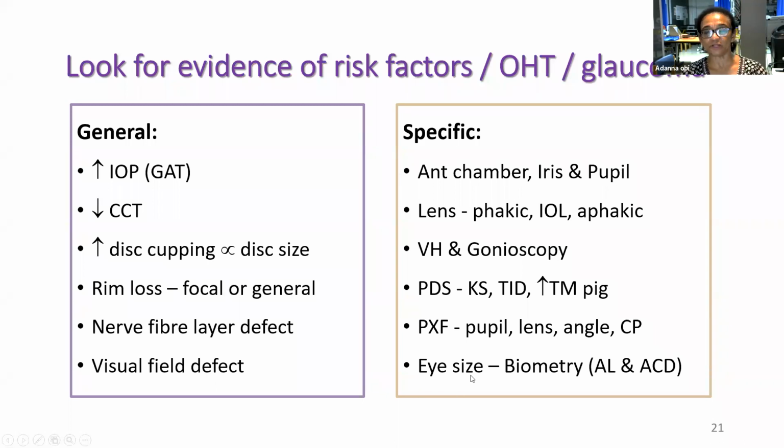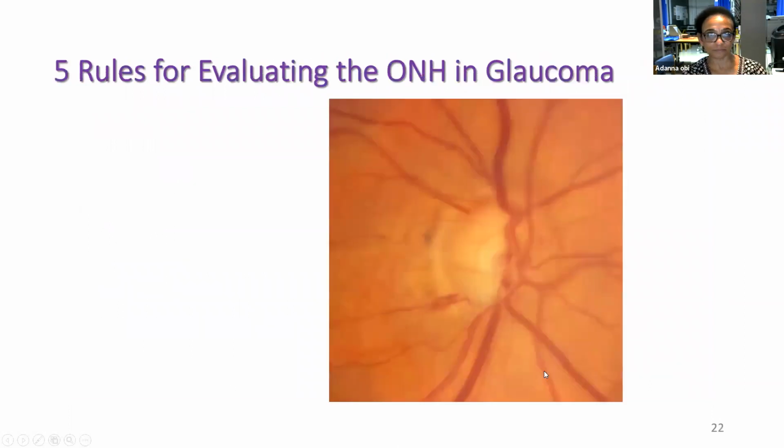Eye size is helpful. Hypermetropes usually have a smaller than average eye, and myopes usually a larger than average eye. So knowing that can give you some idea of what kind of glaucoma they're likely to have. And in the hospital, we actually measure that, and that can give you very useful information.